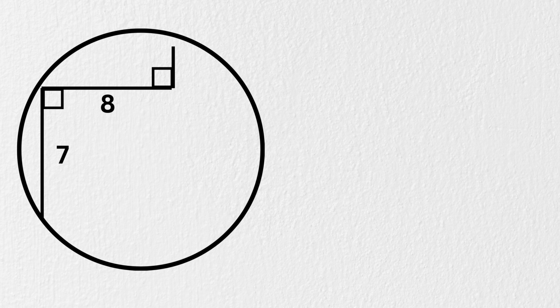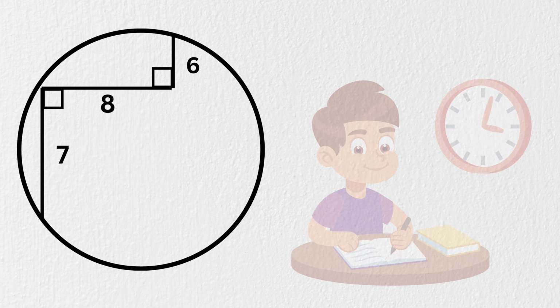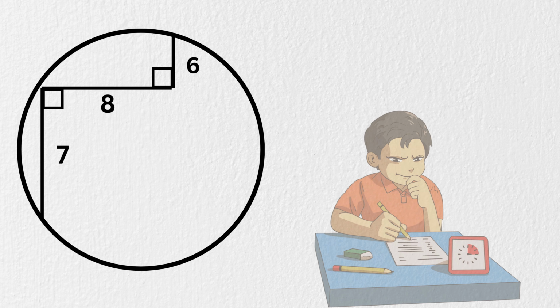First we draw this chord of length 7, and after that we draw this line of length 8 from this point, which is perpendicular to this chord, followed by another line which is perpendicular to this one, and it is of length 6. Now, how can we use these details to find the radius of this circle? Can you solve it? Give it a try. Once you are done, come back to verify your answer.